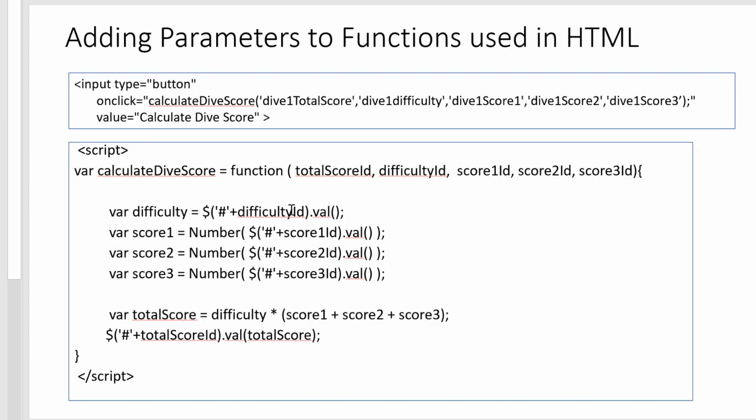So for each of these cases, we have a parameter that corresponds to something being passed in. So score 1 is dive 1 score 1. Score 2 ID is dive 1 score 2, and so forth. And so we can pull those values off the page, calculate the result, and we also passed in the ID that we want to put the value into. And so here the first one is total score ID, and so we're getting the ID dive 1 total score and getting that object and setting its value to the total score.